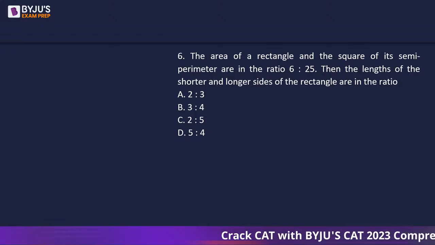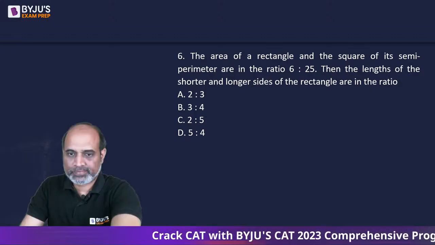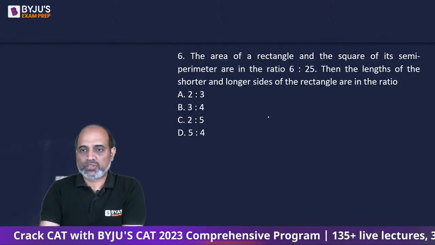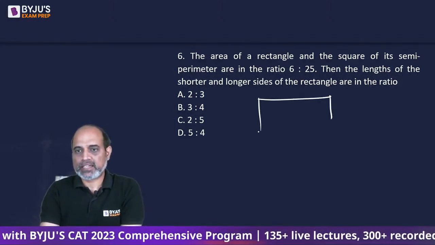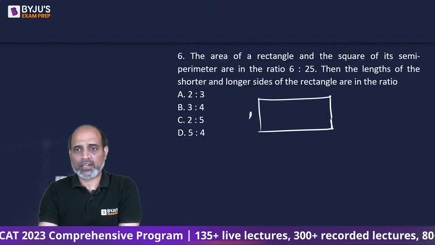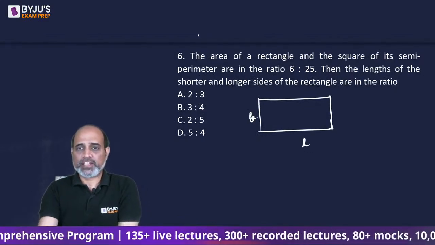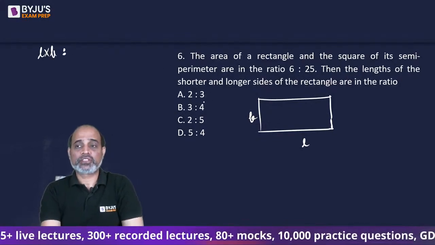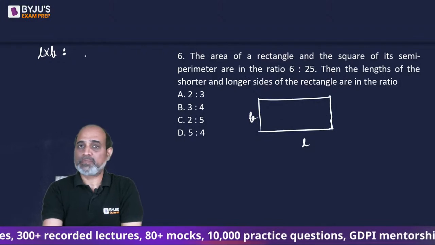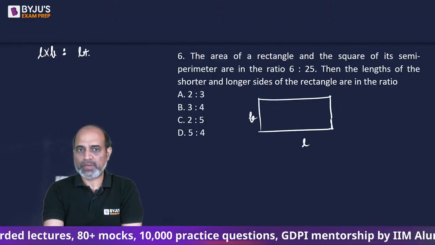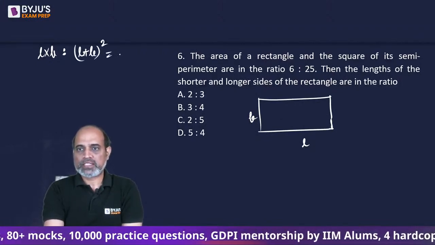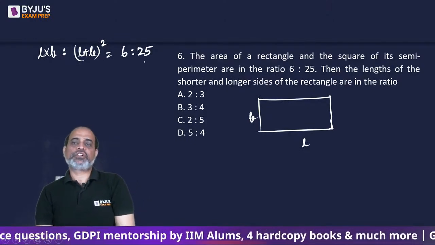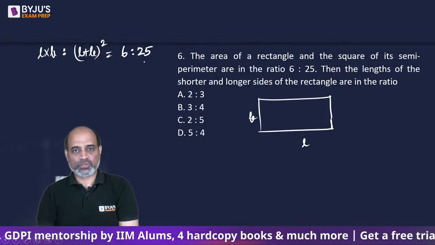Let me solve it. The area of a rectangle and the square of its semi-perimeter. So let's say the rectangle has sides breadth and length. So the area of the rectangle is going to be L into B, and the square of its semi-perimeter, the semi-perimeter is going to be simply L plus B. This is given as 6:25. Then the lengths of the shorter and longer sides of the rectangle are in the ratio.